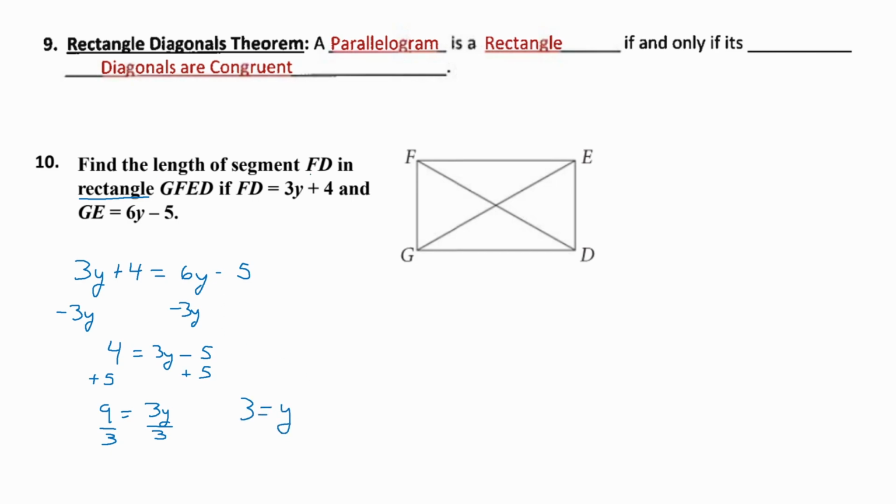Now it wants the length of segment FD, so I need to substitute the value of y into the expression for segment FD. So FD is equal to 3 times the value of y, which is 3, plus 4, which is 9 plus 4, which is a total length of 13. FD is equal to 13.